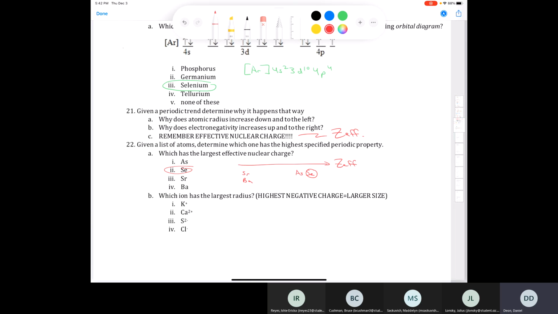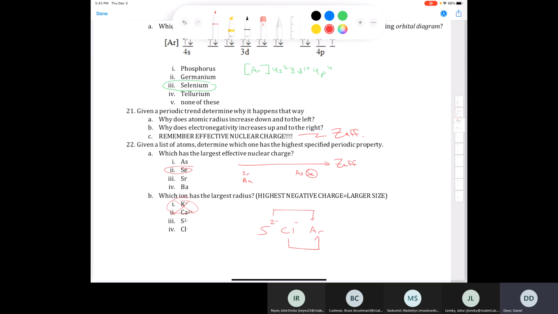Which ion has the largest radius? Remember that negative charges result in larger radii than positive charges, so we can cross those two out. And then if we compare sulfide and chloride, remember that it goes sulfur, chlorine, and argon like that. So both of these, S2- and Cl-, are isoelectronic with argon, right?